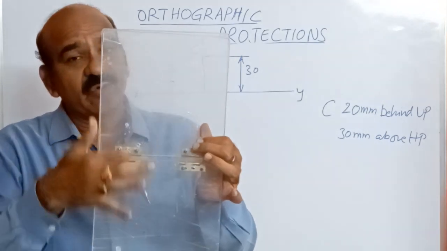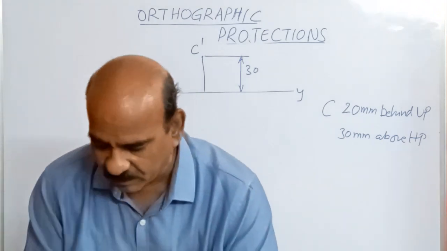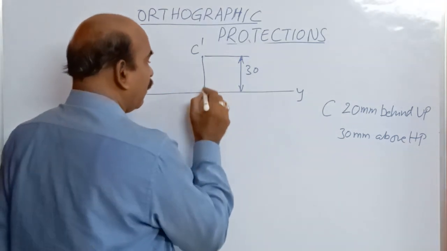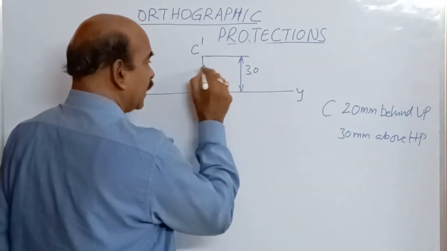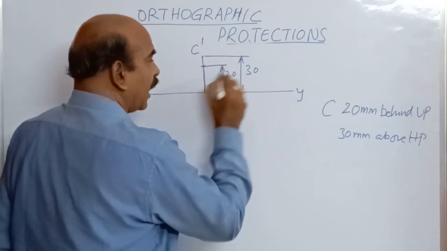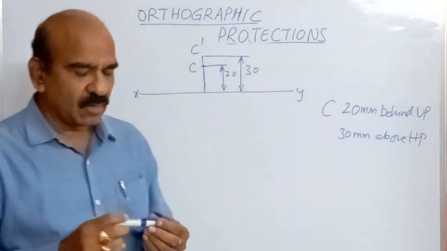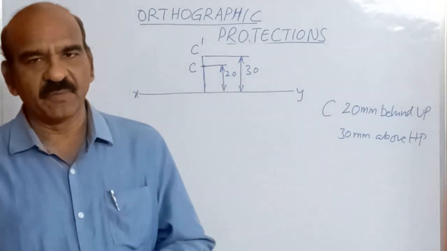Where is it? 20 mm above the horizontal reference line. So 20 mm above the reference line, on the same projector, you mark this point. This is 20, and here it is the top view. So mark it as C, the top.